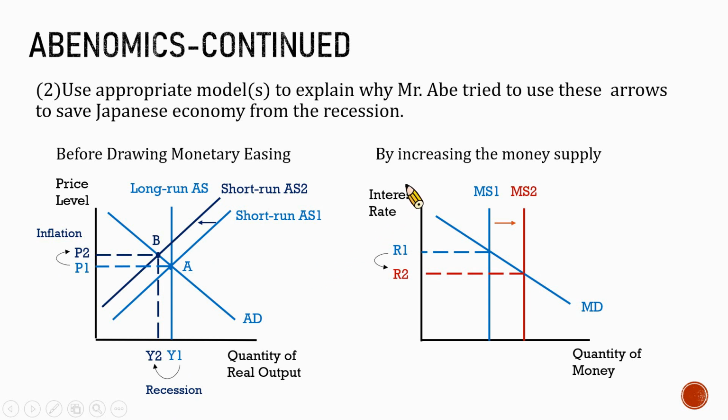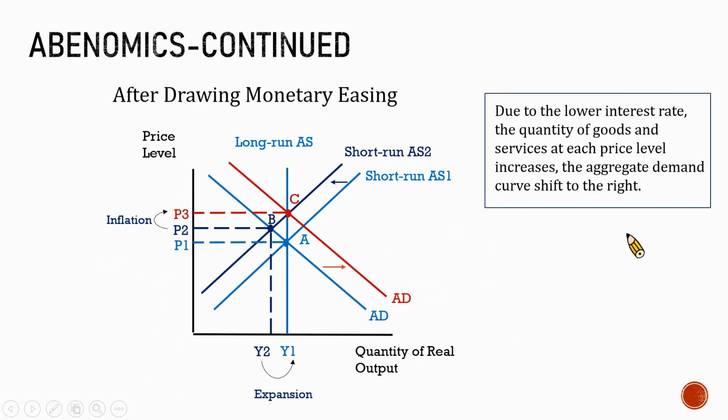And the policy is to increase the money supply. So the money supply will move from MS1 to MS2 and cause the interest rate to decrease. This is the result of using monetary easing. Due to the lower interest rate, the quantity of goods and services at each price level increases. The aggregate demand curve shifts to the right, moving from blue AD to red AD, and also causes point B to move to point C, causing an expansion of the quantity of real output, and the price level to inflate from P2 to P3.